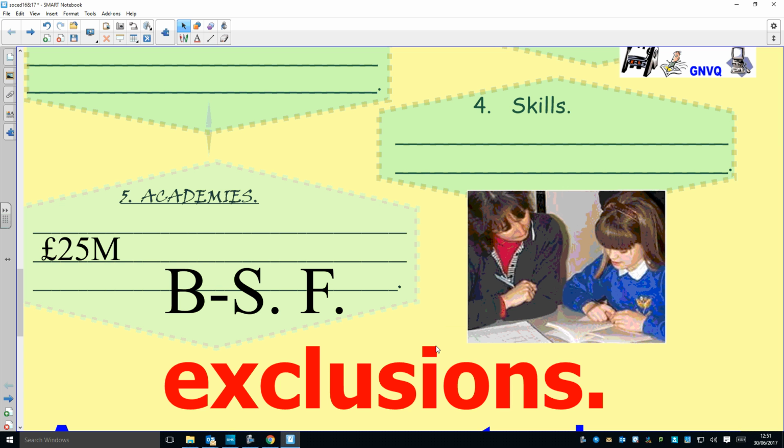And exclusions. At first, to help change schools, head teachers could exclude a lot of kids. When they realised it was going to work, they reined that back and made exclusions much more difficult.